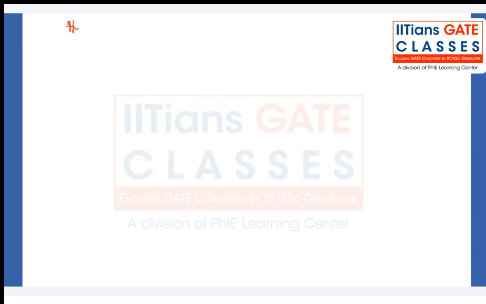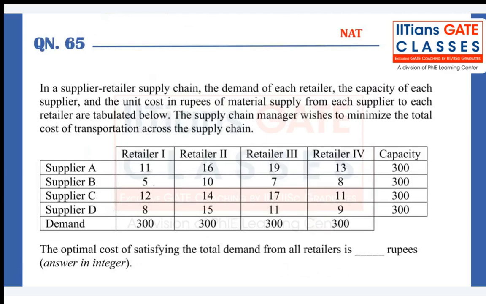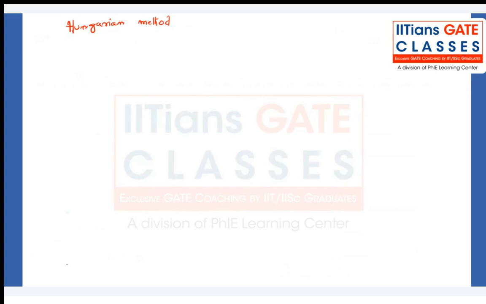The Hungarian method we are supposed to use. Now let us first write the columns and rows. The first row is 11, 16, 19, 13. Now I have a solution. All the time it is not possible to go back. Let's write that: 11, 16, 19, 13.